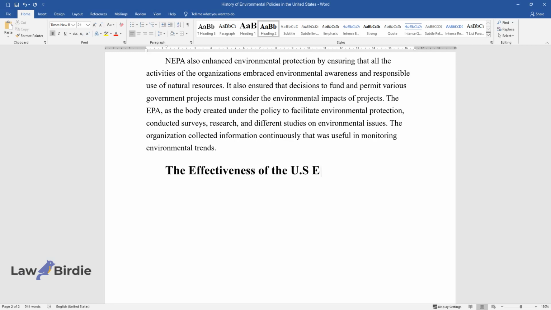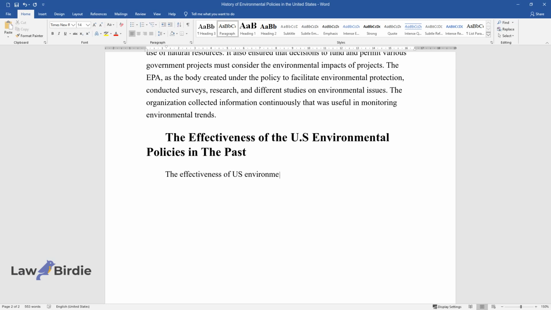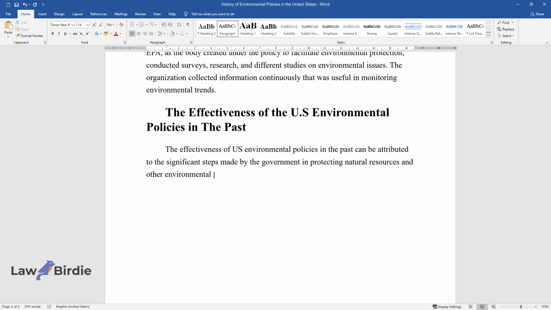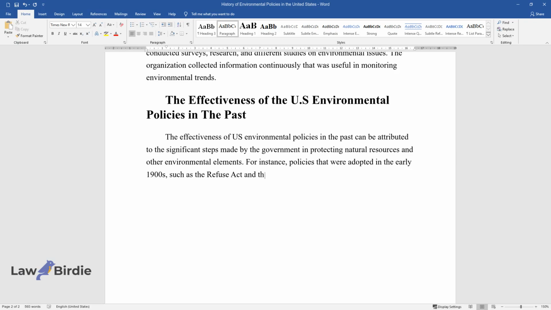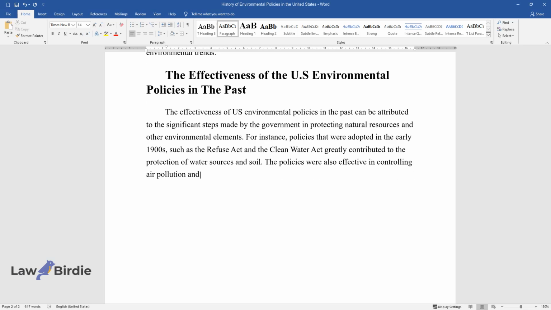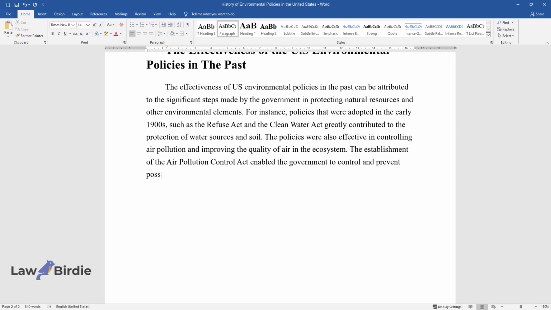The effectiveness of the U.S. environmental policies in the past. The effectiveness of U.S. environmental policies in the past can be attributed to the significant steps made by the government in protecting natural resources and other environmental elements. For instance, policies that were adopted in the early 1900s, such as the Refuse Act and the Clean Water Act, greatly contributed to the protection of water sources and soil. The policies were also effective in controlling air pollution and improving the quality of air in the ecosystem. The establishment of the Air Pollution Control Act enabled the government to control and prevent possible causes of pollution in various sectors of the economy.